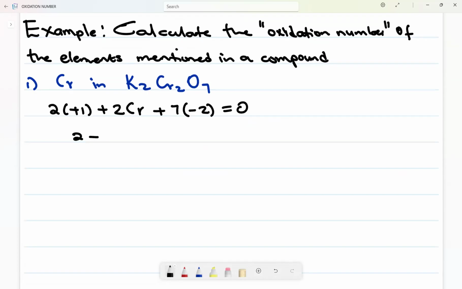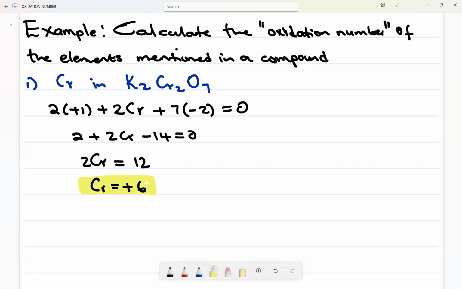2 plus 2Cr minus 14 is equal to 0. And then you'll have 2Cr equal to 14. When I take it to the other side, minus 2, it is 12. And then you'll see that Cr is plus 6. Plus 6. Guys, the plus is very important. Plus 6.